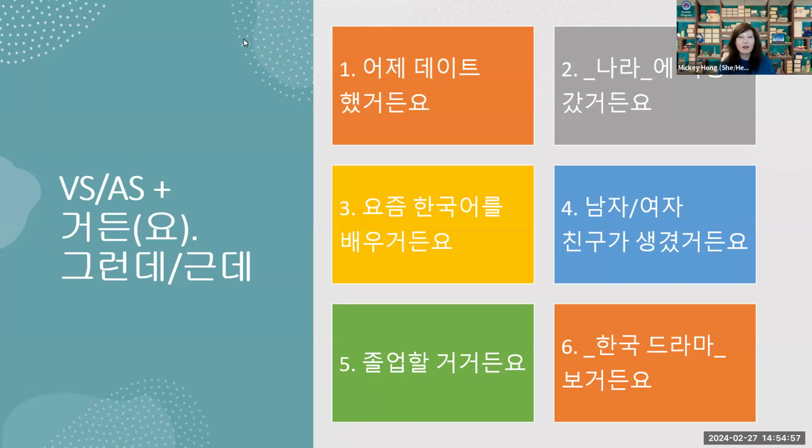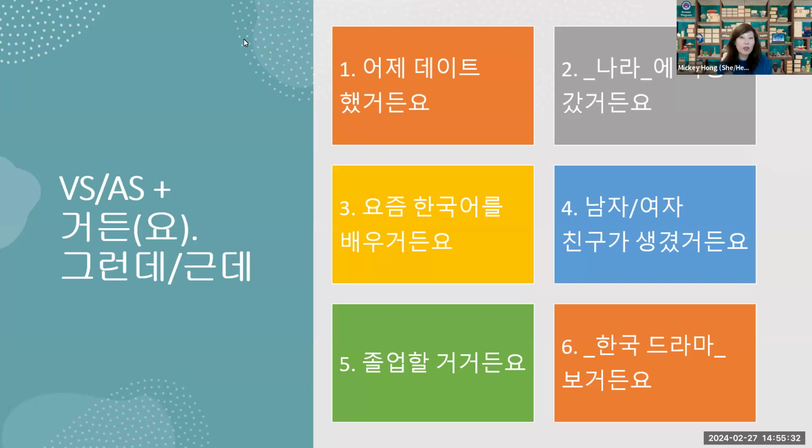어제 데이트했거든요. So I went on a date yesterday. Tell us more. Think of any country, name of the country, 나라에 여행 갔거든요. 크로아티아에 여행 갔거든요. 프랑스에 여행 갔거든요. 한국에 여행 갔거든요. And then tell us more. Okay. 근데, and then, and or 그래서, so, okay. 요즘 한국어를 배우거든요. I happen to be learning Korean. Okay.